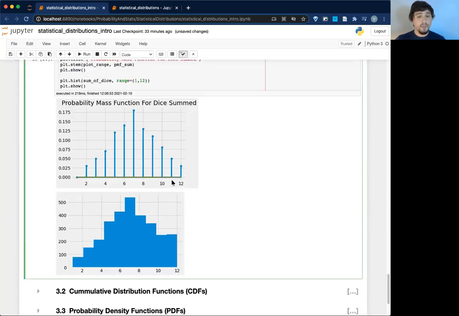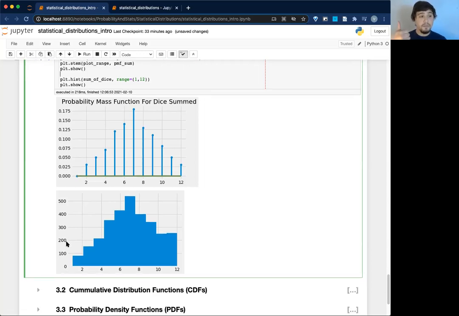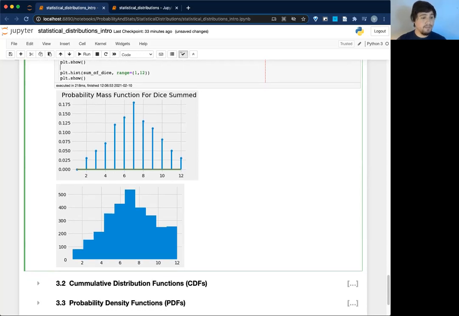Cool. Just note the similarities between these two: they're basically showing the same relative height and value. The difference is that the PMF, which we call a probability mass function, is about the frequency, versus the counts, which is what the histogram shows, how many counts there are. Make sense? Cool. Any questions or comments?